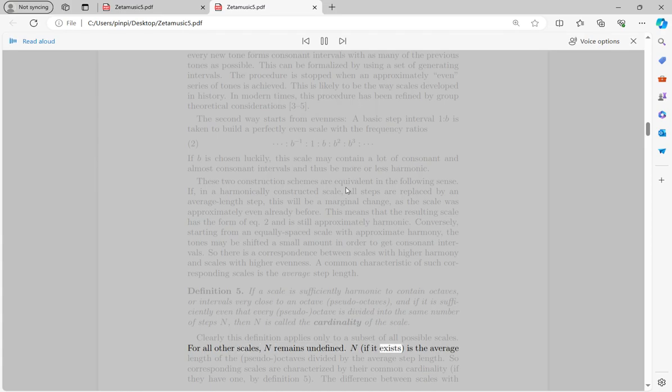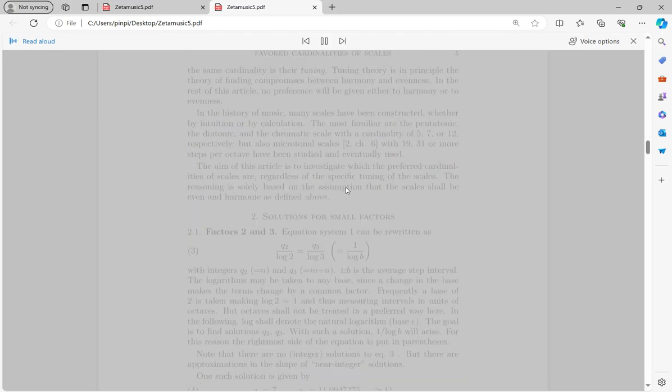n, if it exists, is the average length of the pseudo-octaves divided by the average step length. So corresponding scales are characterized by their common cardinality, if they have one, by definition 5. The difference between scales with the same cardinality is their tuning. Tuning theory is in principle the theory of finding compromises between harmony and evenness. In the rest of this article, no preference will be given either to harmony or to evenness.